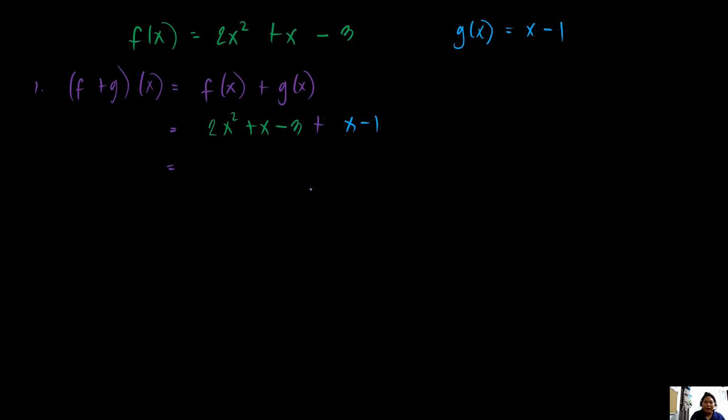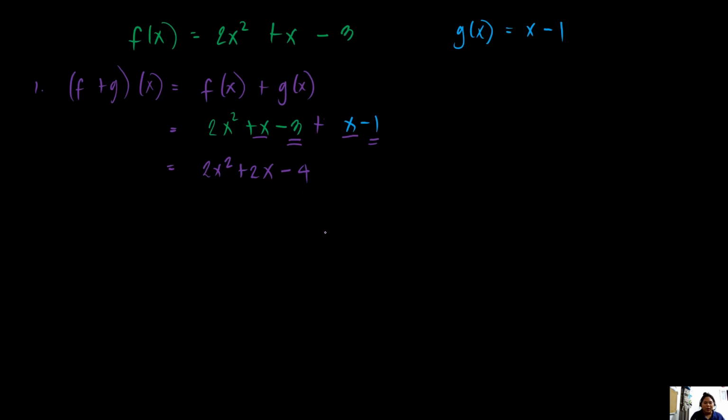Now let's continue. Let's combine like terms. Since x squared has no like terms, we're just going to copy it. You have x here and positive x here also. So x plus x, we have 2x. Then we have the constants negative 3 and negative 1. Since they have the same sign, add them, then copy the sign, we have negative 4.